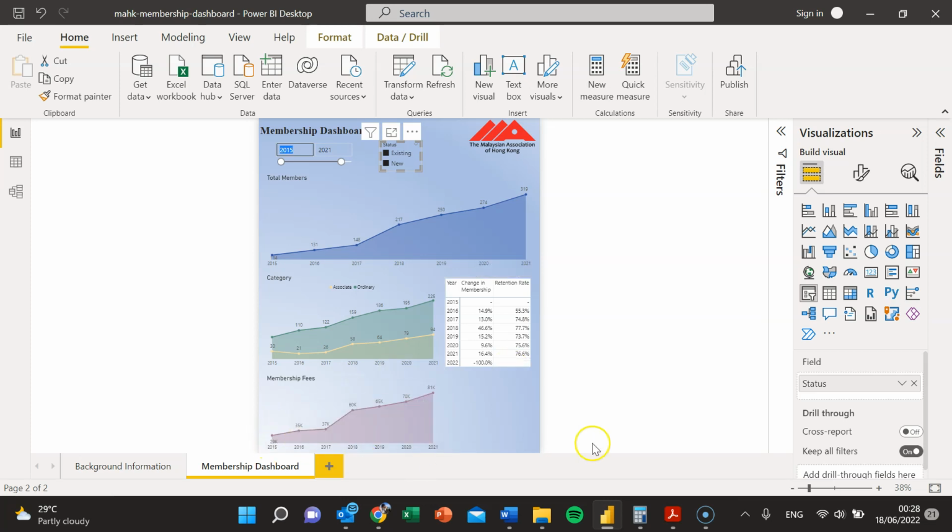Overall, I feel that MAHK is doing the right thing, judging by its ability to grow its membership and retain a healthy number of members. If they continue with what they have been doing for the last few years, I believe they will do well in their membership aspect.